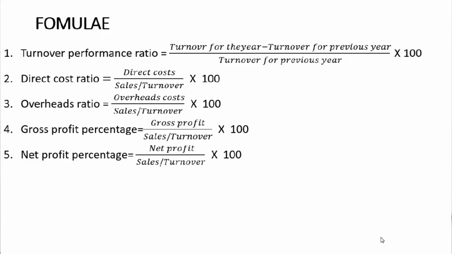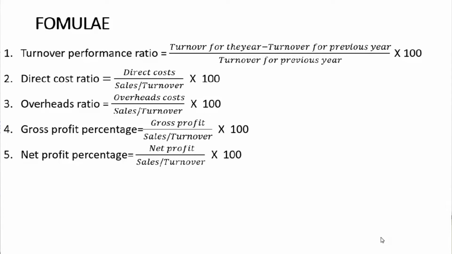We also have the profitability ratio. In calculating the profitability ratio, it is also divided into 2 ratios, which are the gross profit percentage and the net profit percentage. To calculate the gross profit percentage, we say gross profit divided by the sales or turnover for the year, multiplied by 100. To calculate the net profit percentage, the formula says net profit divided by the sales or turnover for the year, multiplied by 100.